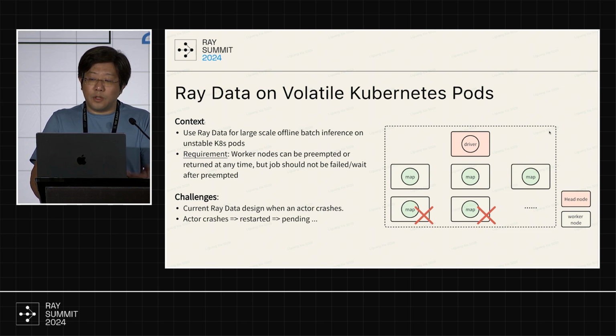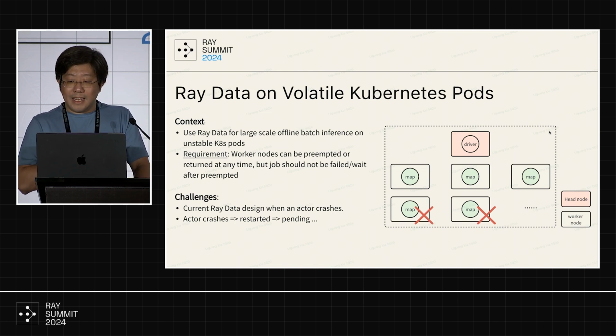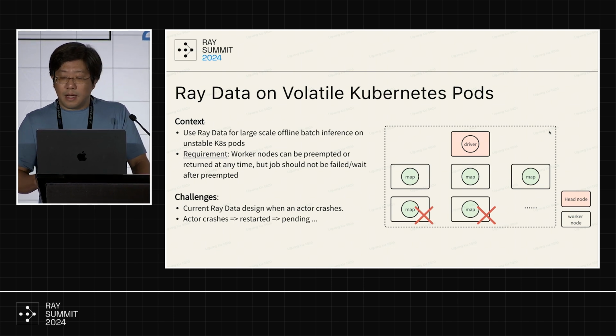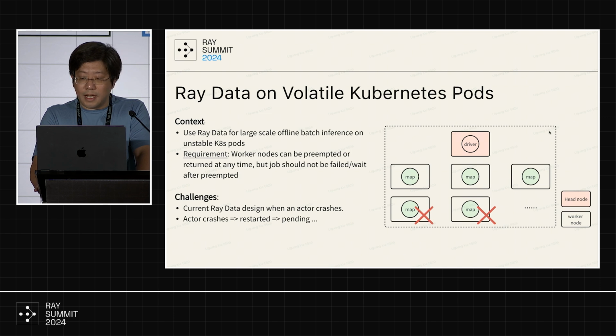But in order to further reduce cost, we use a significant amount of volatile Kubernetes pods to run those data processing tasks. Those Kubernetes pods can be preempted at any time, and Ray worker nodes running on those pods can be added or removed as needed. But at the same time, we also want to ensure that the removal of worker nodes doesn't interrupt the normal execution of any data processing task. The task should not fail or be interrupted.